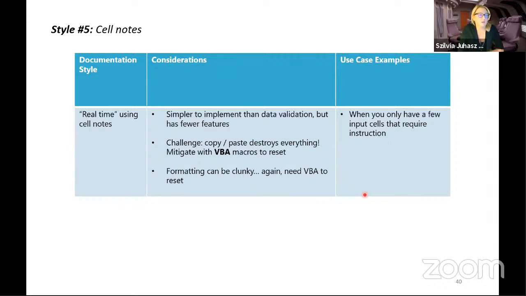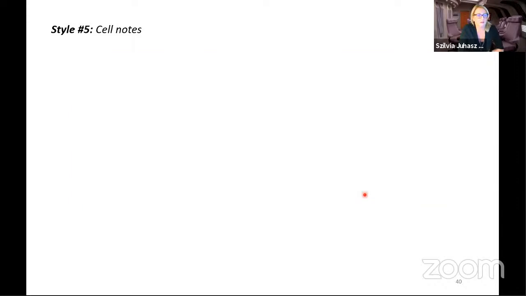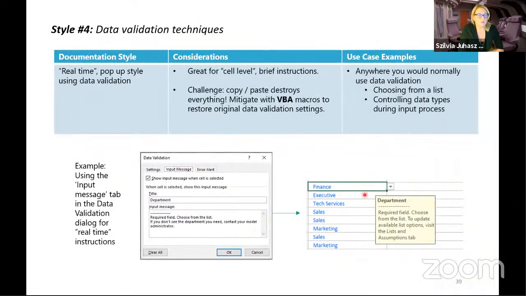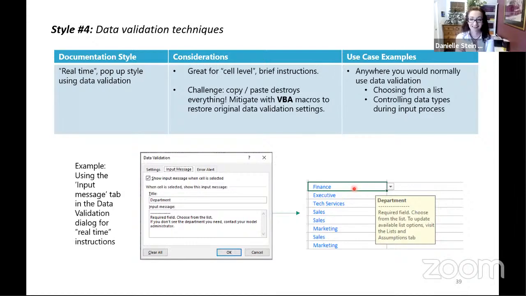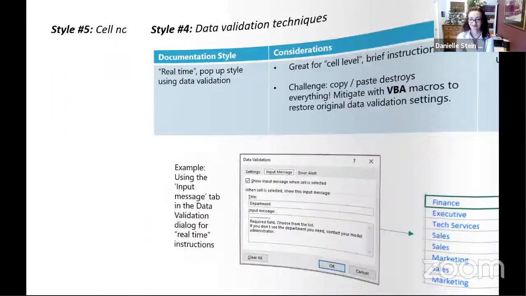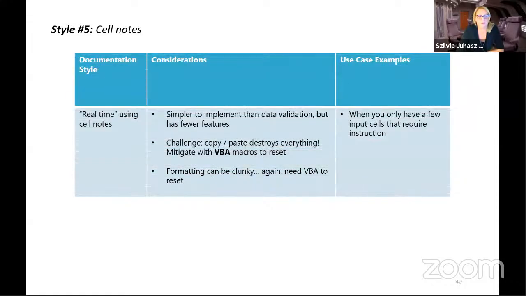I should mention the other caveat, that cell notes also don't have the same features as data validation. You don't get the lists and the input controls, you know, enter only numbers, enter only text. So definitely, data validation is much more feature rich. And I've used it just for the note alone, even if there's no list, just for the note alone, because it's also a little bit of a cleaner look as well.